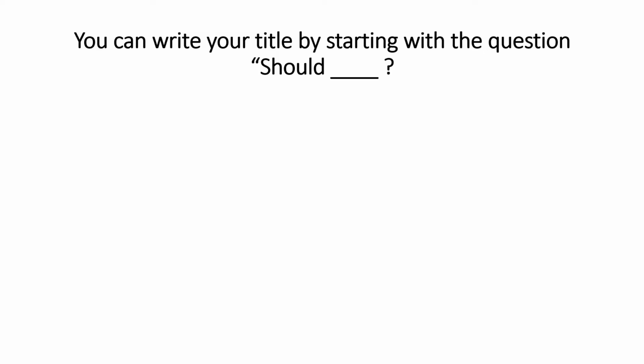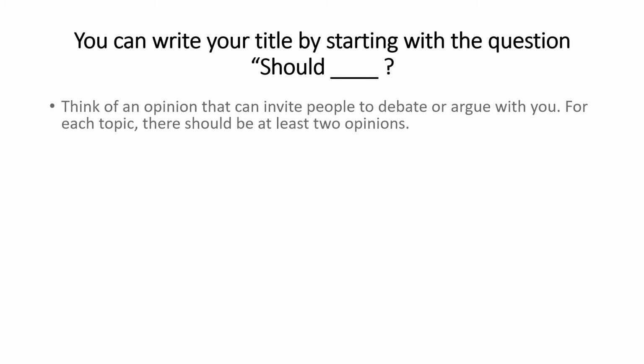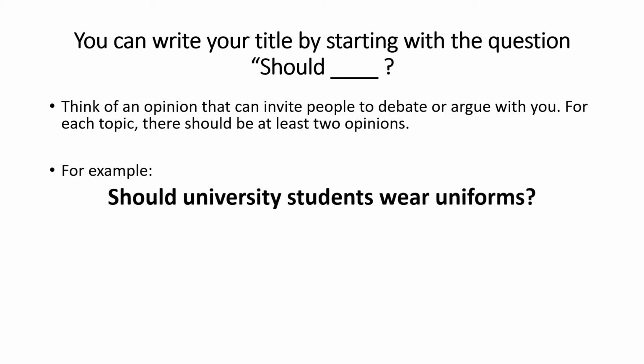When you want to choose a topic for your persuasive presentation, you can write your title by starting with a question, should. Should what? Think of an opinion that can invite people to debate or argue with you. So for each topic, there should be at least two opinions, either agree or disagree. For example, should university students wear uniforms?